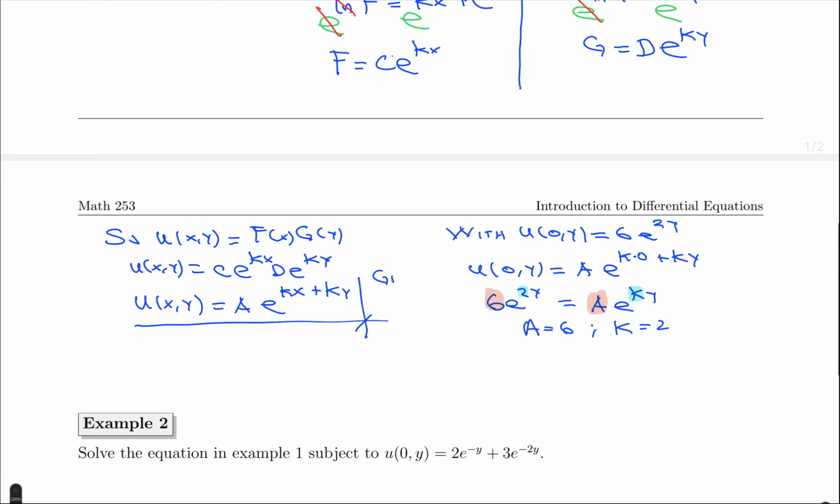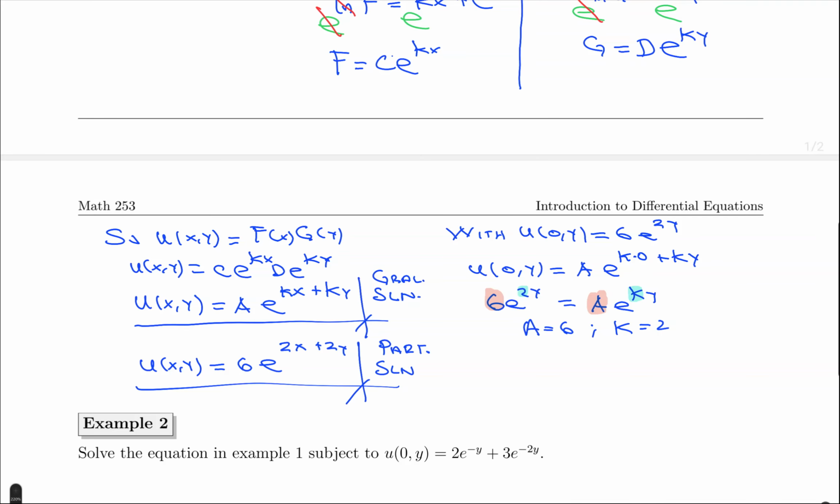So this is the general solution, and this is u(x, y) equals A, which is 6, e to the k, that's k equals 2, x plus 2y. Right? Final answer. This is the particular solution, right? So that is our first example of solving a PDE using the method of separation of variables.